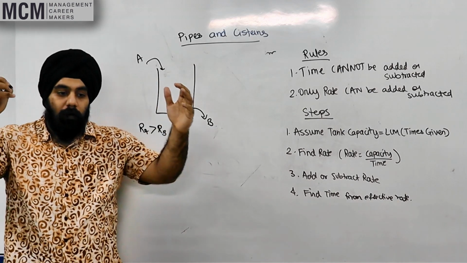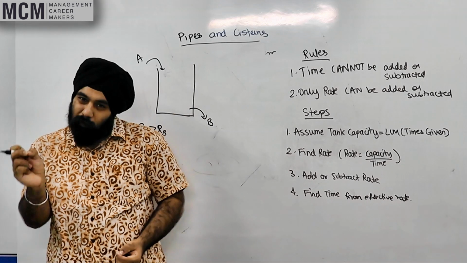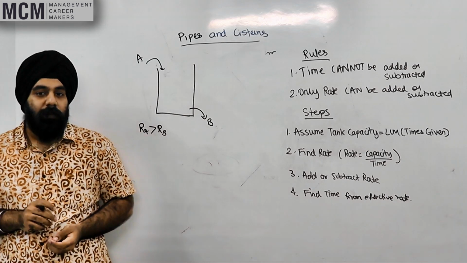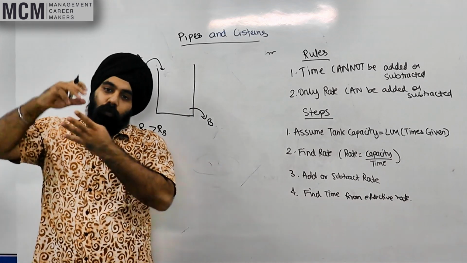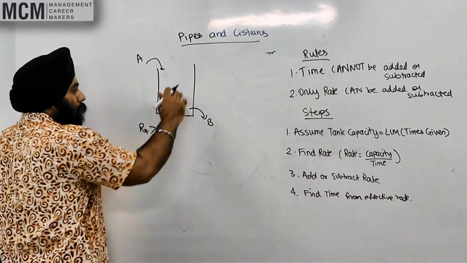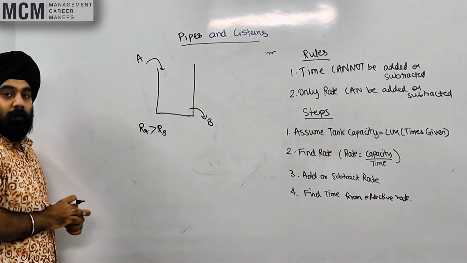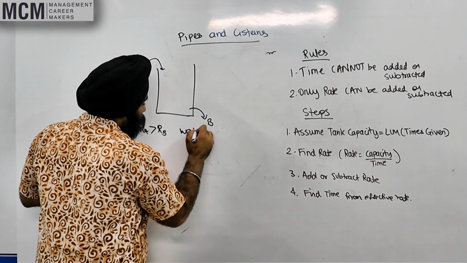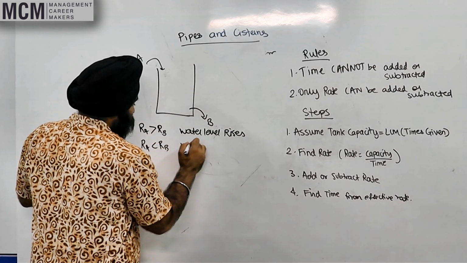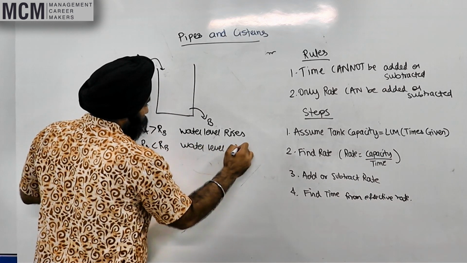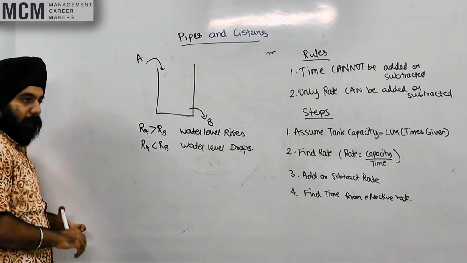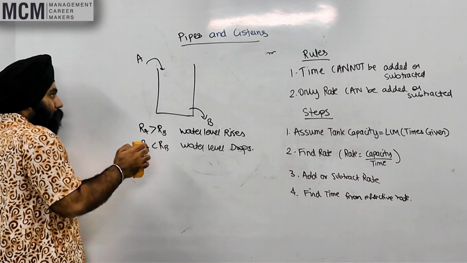Imagine filling a bucket of water, and there's a small hole and water coming out of it. The water is still going to rise in the bucket. Now imagine if you're putting little water into it and there's a huge hole. The water is moving out really fast. Will the water level rise or drop? The water level will drop because rate of B is greater than rate of A. Yes? Okay.